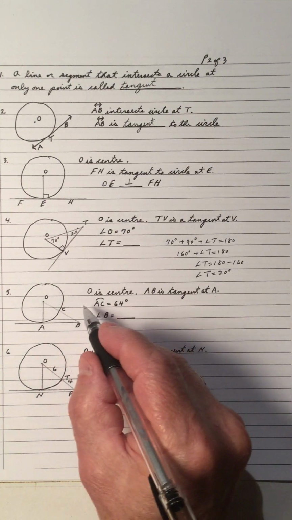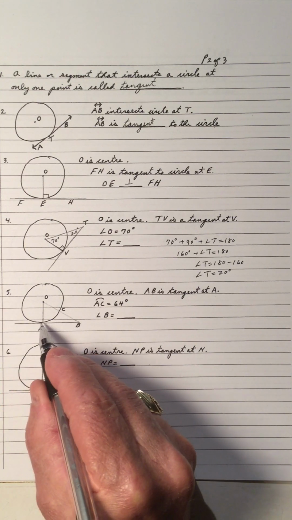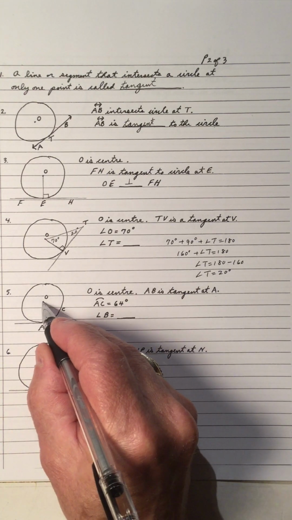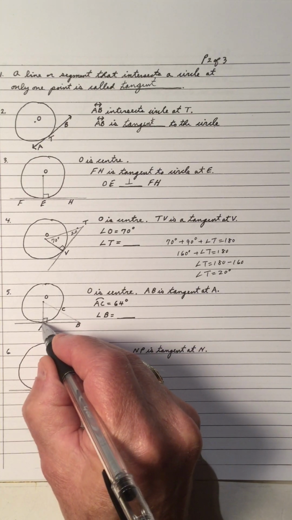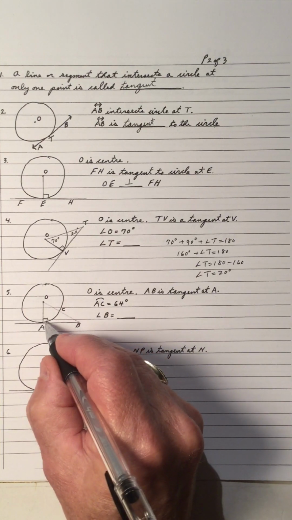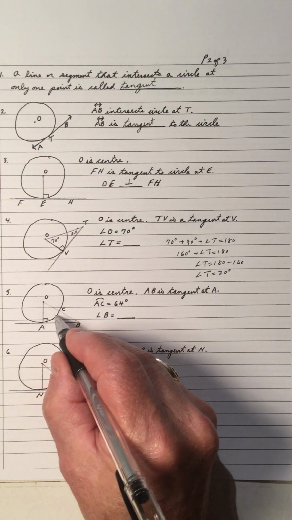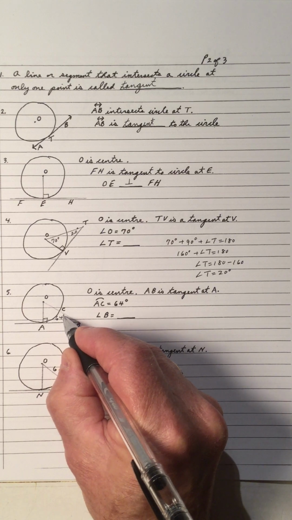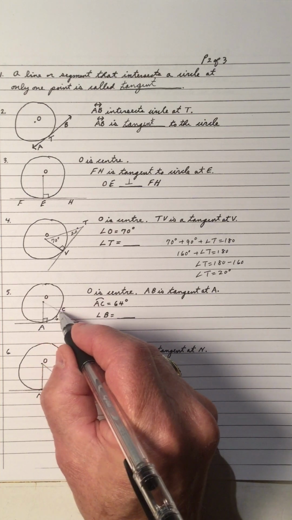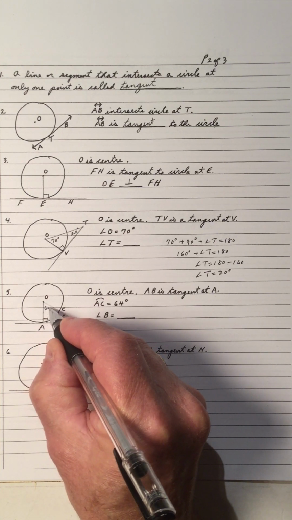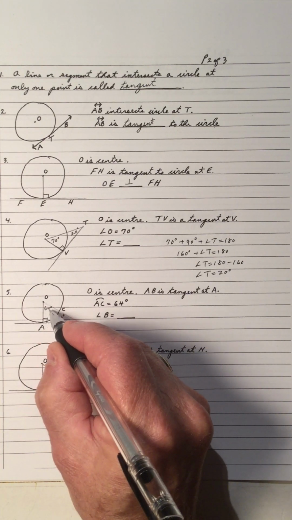Number 5, again, O is the center of this circle right here. It says AB is tangent to the circle at A. Because it's tangent, the radius and the tangent meet at a 90-degree angle, perpendicular to each other, so angle OAB is 90 degrees. Now, if the arc AC is 64, then from previous videos, the arc and the central angle are the same, so angle O is 64 degrees. The central angle cuts off this arc, 64, so this angle is 64.